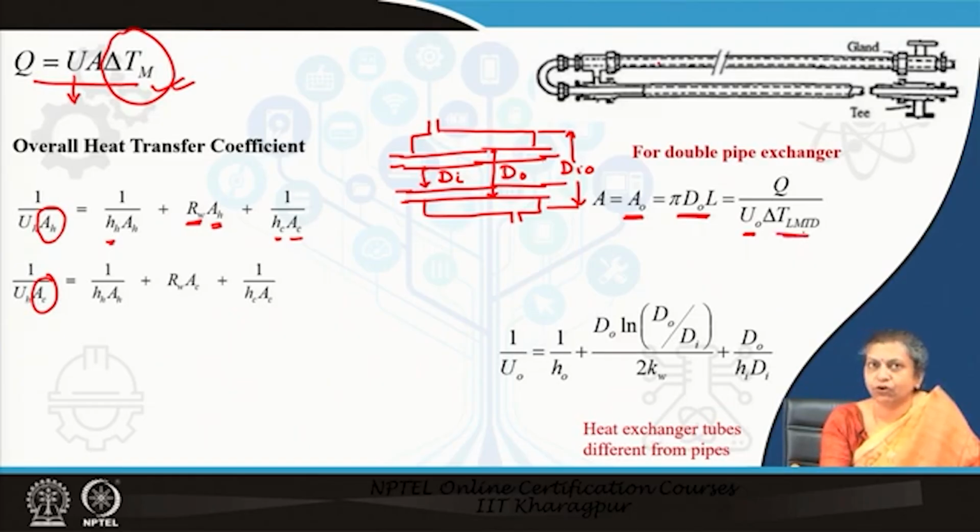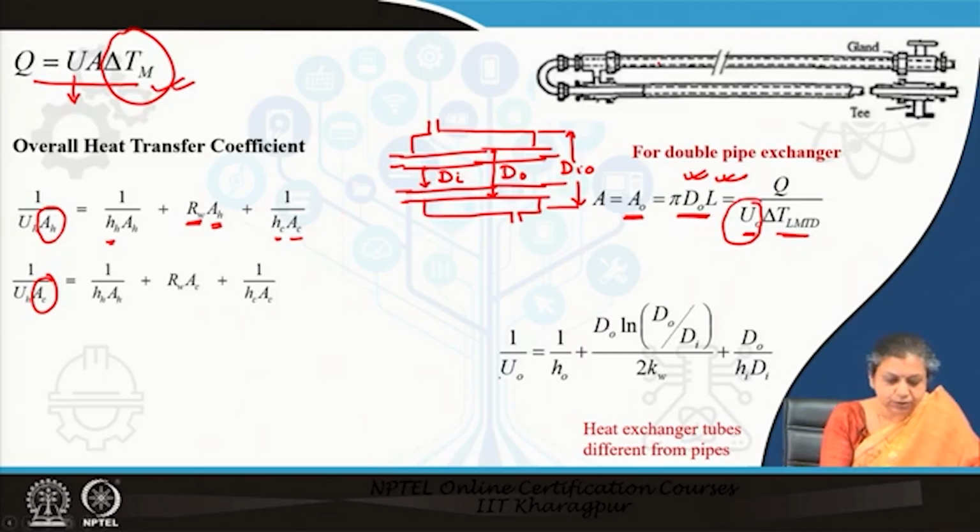Delta T LMTD we will not talk much about. How to find out this U0? Because the moment you can find out this U0, you can find out A0. If you either find out D0 or you select D0, you find out L. In some conditions, you select both D0 and L, and find out the number of hairpins, whatever it is.